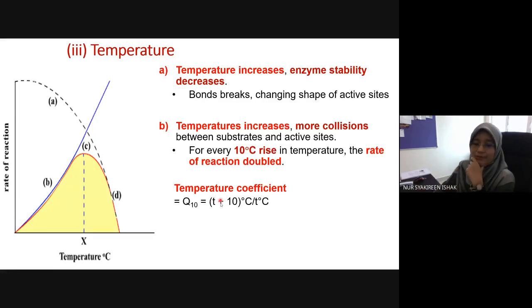Tapi kalau dia bagi value kat sini 3, for example, so that indicates the rate of reaction triples for every 10 degrees rise in temperature. So ingat ya, temperature coefficient does not have any units. The value for Q10 will just tell you whether the reaction has doubled or tripled, macam tu.